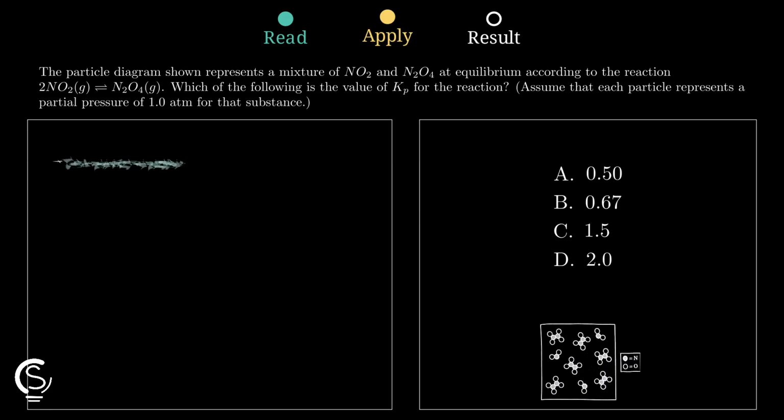Next, write your equilibrium expression. Kp equals the pressure of the product, N2O4, divided by the pressure of the reactant, NO2 squared. Don't forget that coefficient of 2 becomes an exponent.